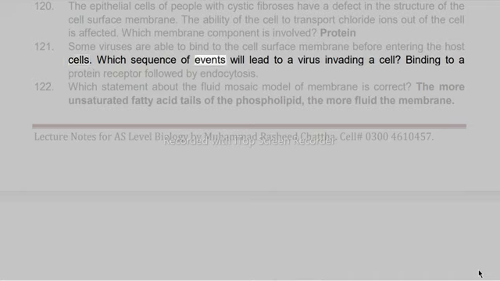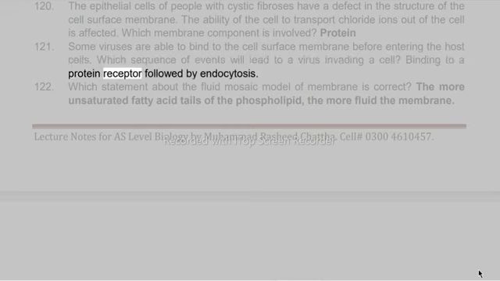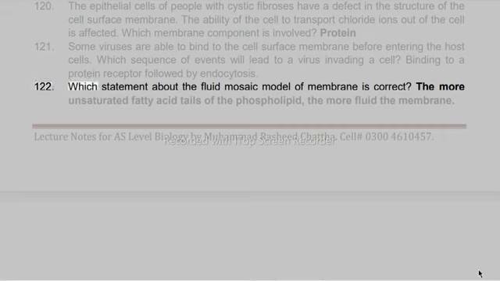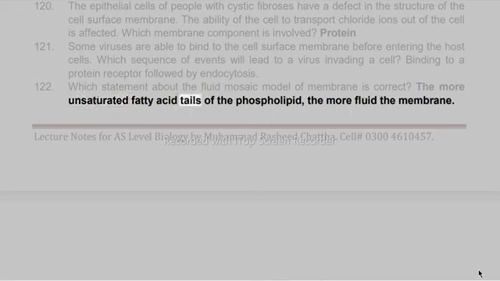121. Some viruses are able to bind to the cell surface membrane before entering the host cells. Which sequence of events will lead to a virus invading a cell? Binding to a protein receptor followed by endocytosis. 122. Which statement about the fluid mosaic model of membrane is correct? The more unsaturated fatty acid tails of the phospholipid, the more fluid the membrane.